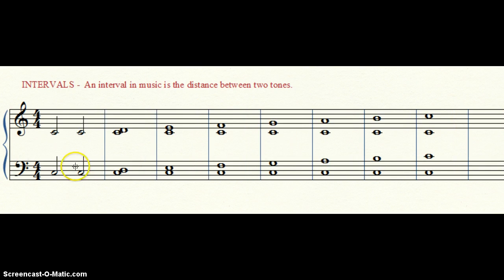Okay. So in review, we have our intervals. First, we have the first, or what we sometimes call prime. Then the second, C to D. The third is C to E. The fourth would be C to F. Fifth would be C to G. The sixth would be C to A. Seventh would be C to B.